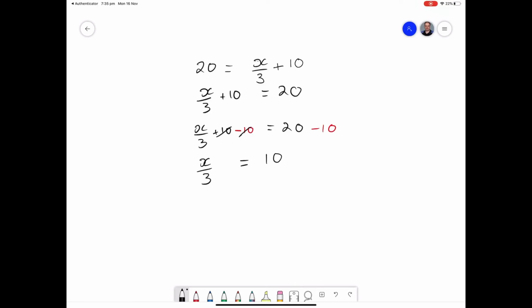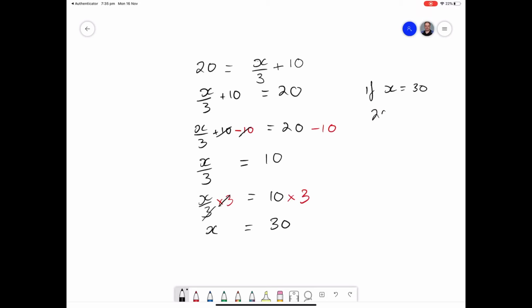So again, x divided by 3 is equal to 10. To undo the divide by 3, we need to now multiply by 3. So we're going to have x over 3 multiplied by 3 being equal to 10 multiplied by 3. So again, doing the opposite operation of division, they cancel each other out, so we end up with x being equal to 30. Always check.